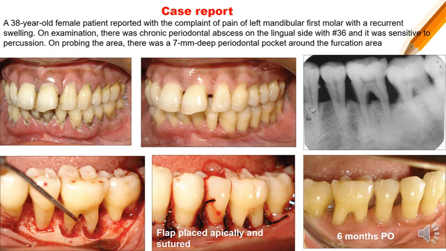This is a case of a 38-year-old female patient who attended the dental clinic suffering from pain and swelling on the left mandibular molars. On clinical examination, they found that the patient has very poor oral hygiene, gingival inflammation, and deposition of plaque and calculus all over her teeth. Also, there was a lingual swelling in the mandibular area, which is not obvious in this picture. On probing, there was a 7 mm deep periodontal pocket around the furcation area.